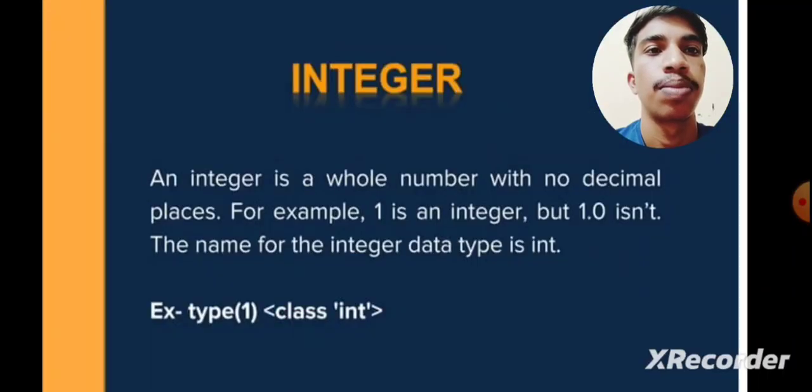Integer. An integer is a whole number with no decimal places. For example, 1 is an integer, but 1.0 is not. The name for the integer data type is int. Example: type(1) gives class int.